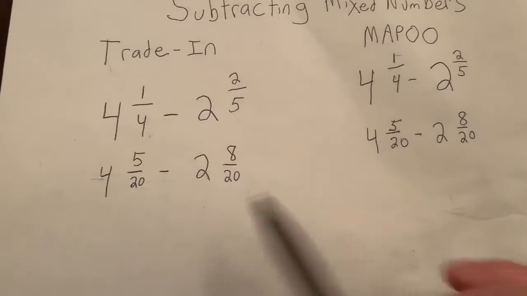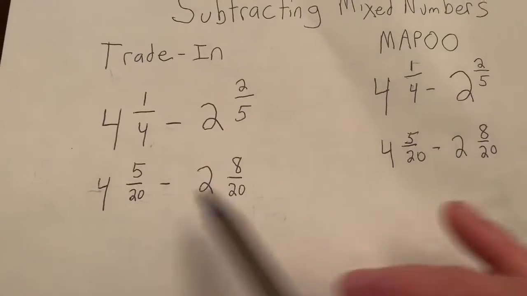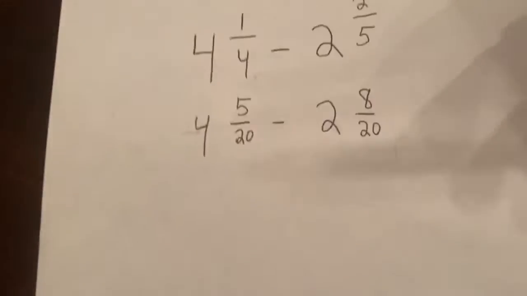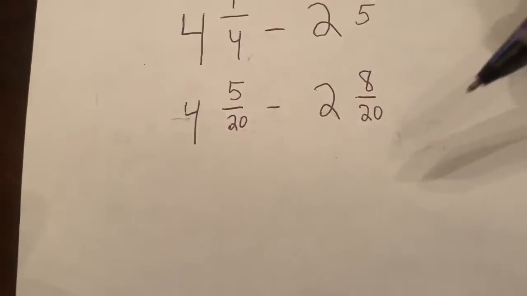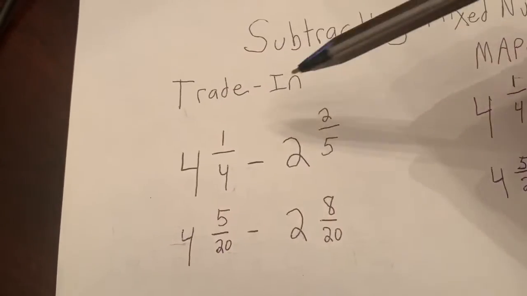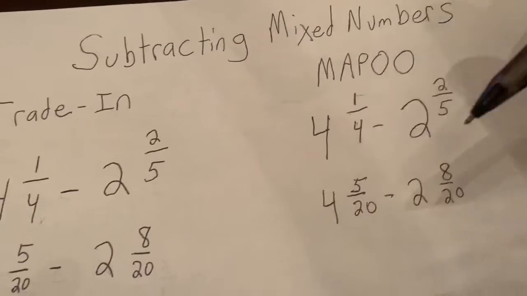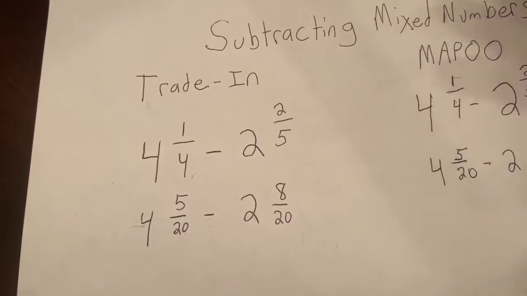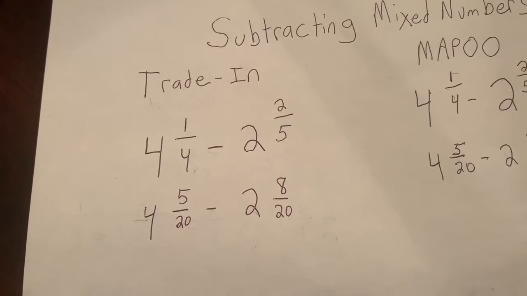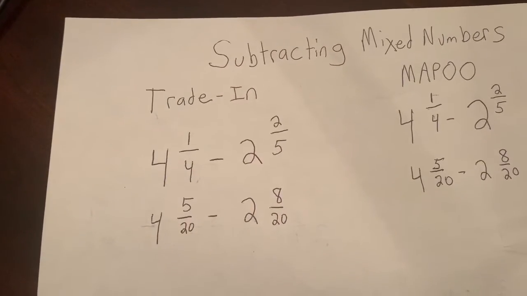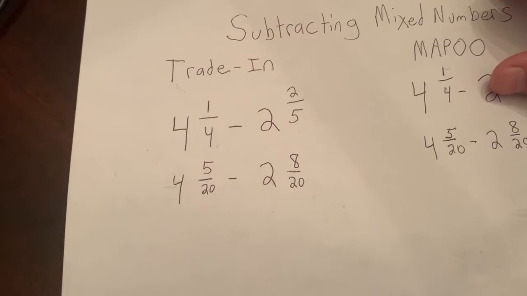Okay, so I've got my problem set up with a common denominator. So now 4 and 5/20 subtract 2 and 8/20. There's 2 ways of doing this. You can do the trade-in method or you can do MAPU. So I'm going to show you both ways and you decide which is your favorite way. One problem, you might like the trade-in method better than MAPU depending on the numbers.